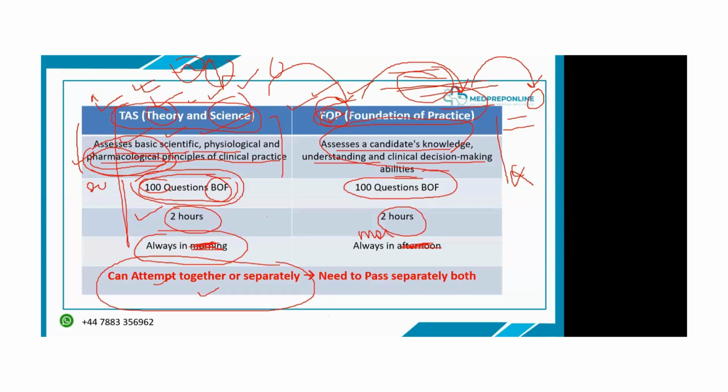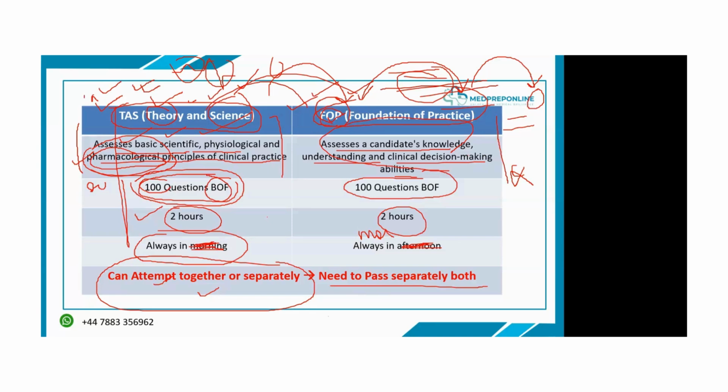But I prefer and I recommend that you attempt them together, because this syllabus, whatever they have given, is overlapping. When you are preparing for the TAS, many topics you are preparing for the FOP also. And when you are preparing for the FOP, there are many things which you are preparing for the TAS also. That's why they are overlapping, so it's better to attempt them together, and they need to be passed separately.